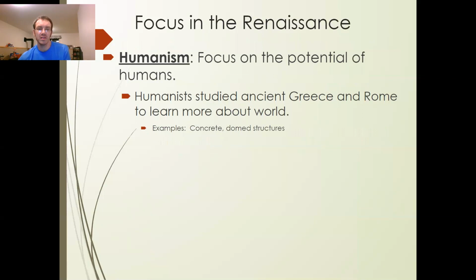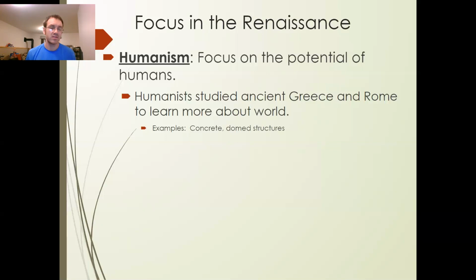Another focus is humanism, the idea that we have potential as humans. And so the humanists in the Renaissance studied the ancient Greeks and the Romans, and they tried to learn more about the world and how they operated. And in the Middle Ages, some of the ideas of the Romans were lost because there was such chaos. We literally lost these ideas. For example, concrete. Think about everything that's made out of concrete today. The Romans had it, but we lost it in the Middle Ages.